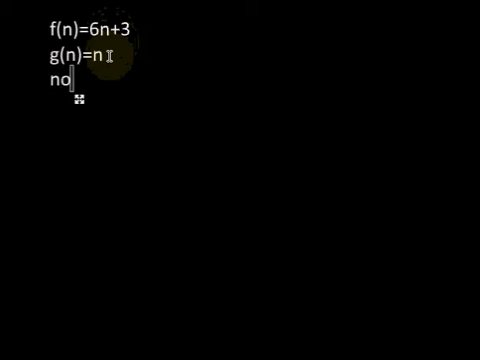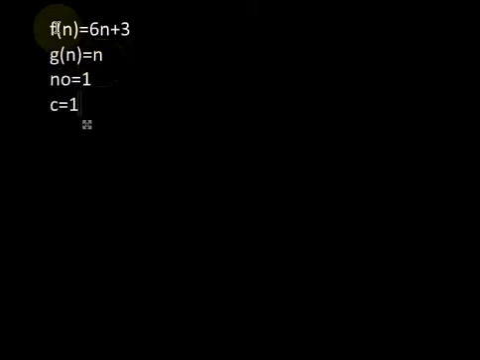For that, we know the value of n naught should be greater than or equal to 1. Let's take the minimum value and consider n naught equal to 1. If n naught equals 1, what is the value of f of 1? 6 into 1 plus 3, it is 9. And the value of g of 1 is 1. Now what should be the value of the constant c such that the function f is greater than c into g of n? Even if c equals 1, the condition is satisfied. f will be greater than g. So let's take n naught as 1 and c as 1.